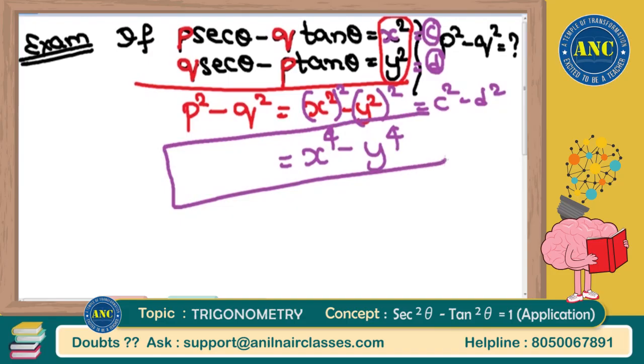I believe that the idea is very, very clear. Directly you can tell the answer which came in an examination without any hesitation of solving the entire thing which we solved there to get our answer. I hope the idea is clear. Answer is x power 4 minus y power 4.